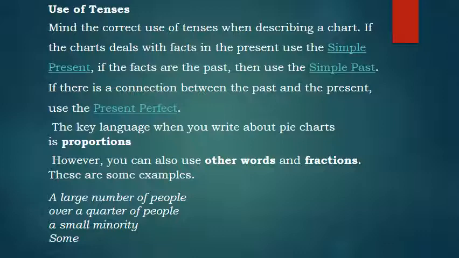The key language when you write about pie charts is proportions. However, you can also use other words and fractions. Some examples are a large number of people, over a quarter of people, a small minority, some, etc.